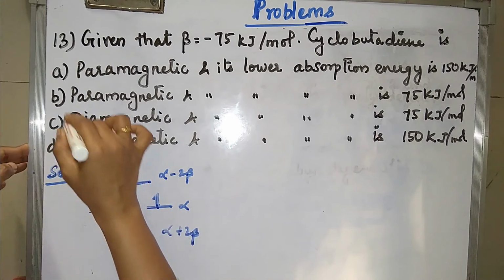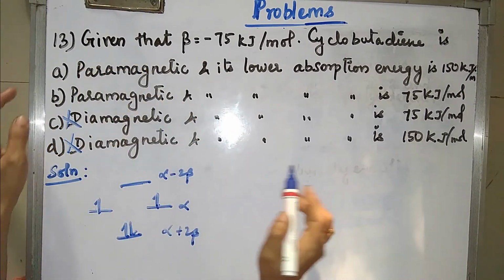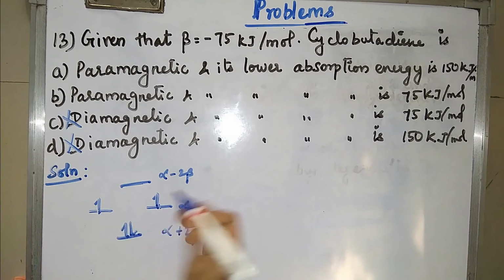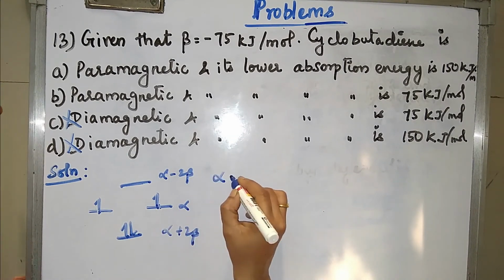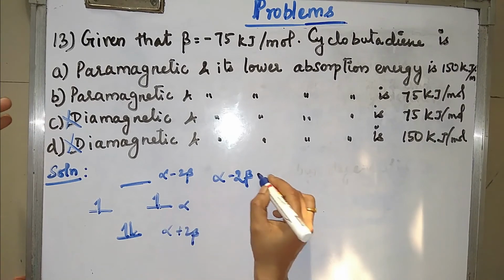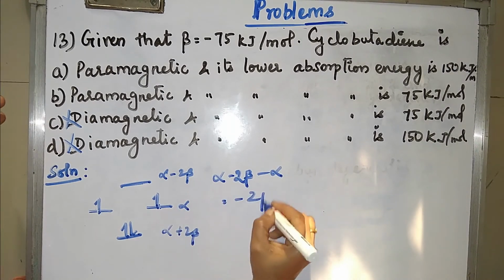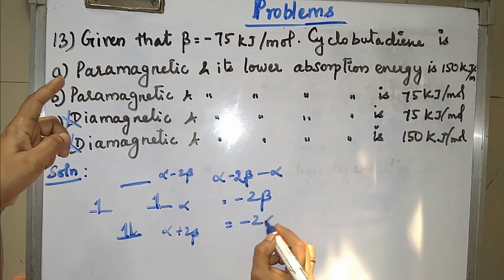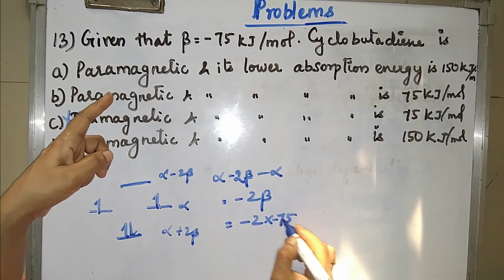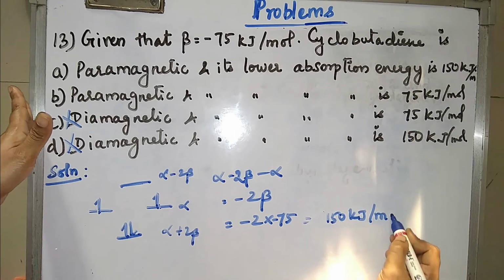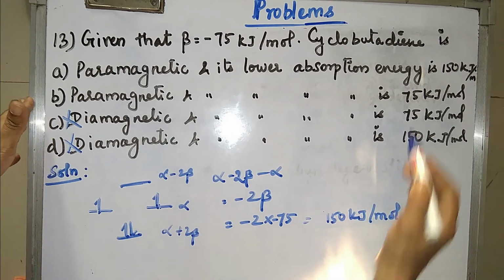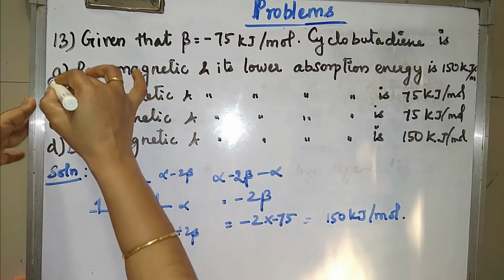So we can omit these two options. So this is paramagnetic. In these two, which one? The single electron is there, that's why paramagnetic. So the energy difference we need to find for HOMO and LUMO. So alpha minus 2 beta minus alpha is equal to minus 2 beta. The beta value is minus 75 they have given, so 2 into 75. So it is 150 kilojoule per mole. The absorption value is 150 kilojoule per mole. So this is the answer.